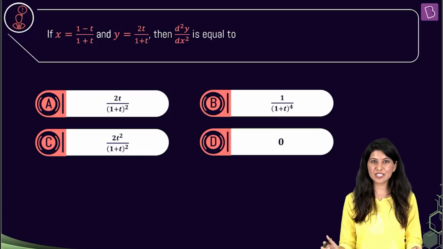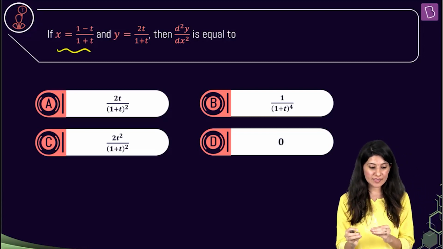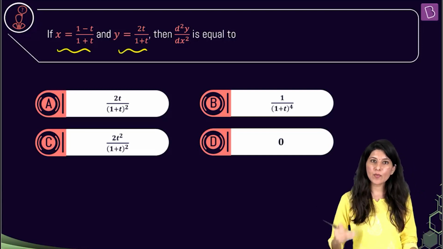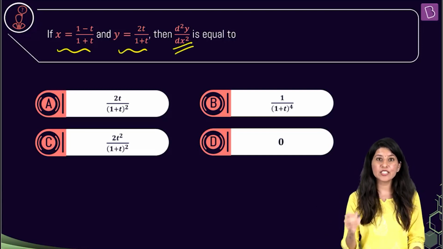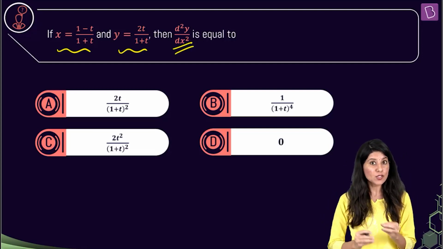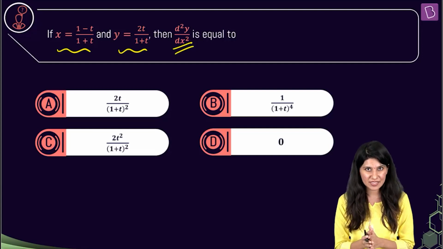Okay, so the very first question in front of your screen says x is equal to (1 minus t) whole upon (1 plus t), y is equal to 2t by (1 plus t). We need to figure out d2y by dx square. Alright, so this looks like this problem can be solved by parametric differentiation.